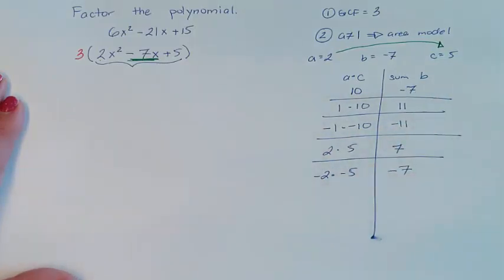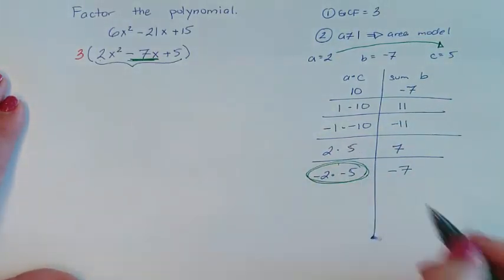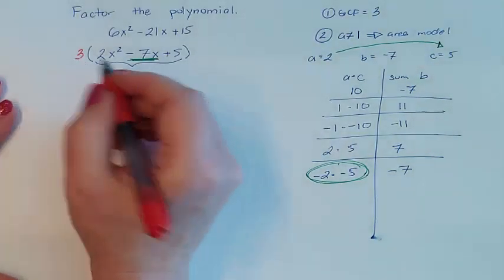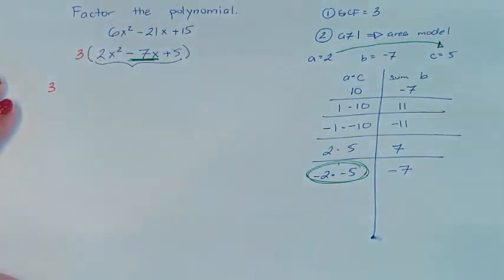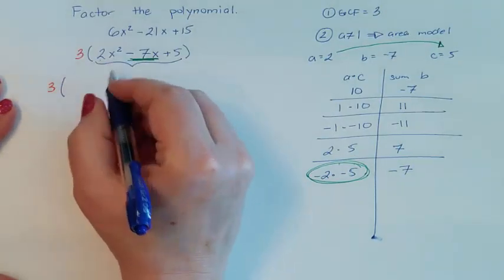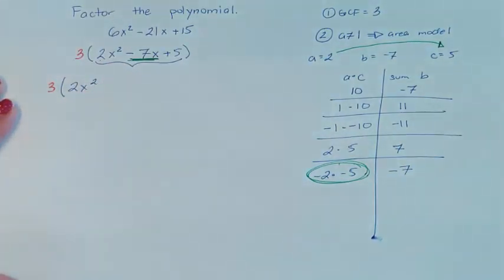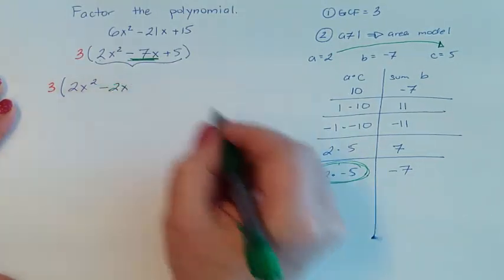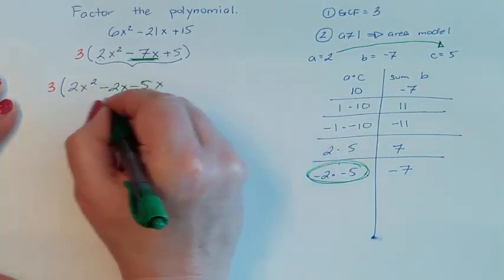I needed a negative 7, which meant these 2 numbers are the numbers that I'm going to use to split this up. So you have to start with the GCF. You cannot forget your GCF. I still had a 2x squared. Instead of minus 7x, I'm going to write a minus 2x and a minus 5x.